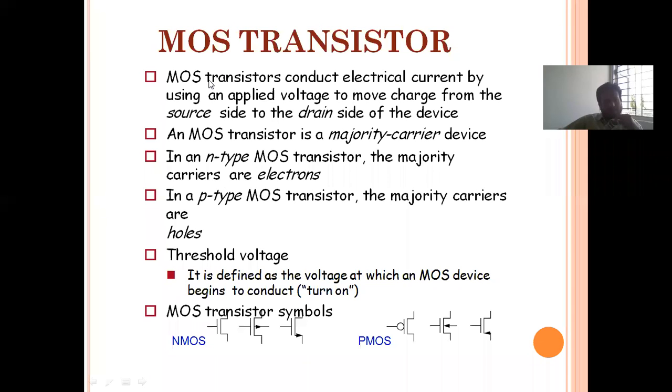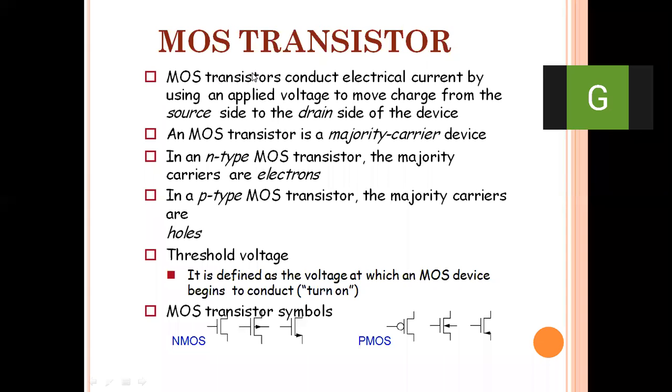What is the full form of MOS? Metal oxide semiconductor. And BJT is the bipolar junction transistor. The MOS transistor is a voltage controlled device, conducting current by using an applied voltage. Which terminal?